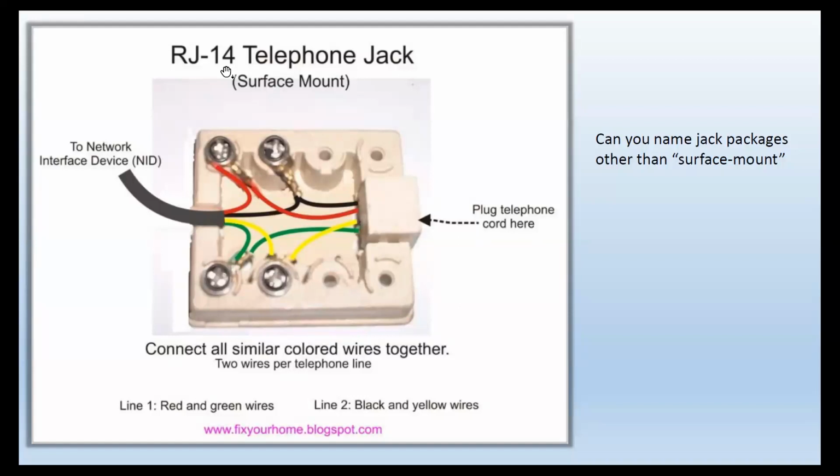Now this RJ11, RJ12, RJ45, whatever. The numbers don't mean anything. They are just designated catalog numbers and the model numbers. Okay. And look, here we have the jack, we have the green and red, and black and yellow. This is capable of two lines, but for the most part, just the green and red are going to be used.